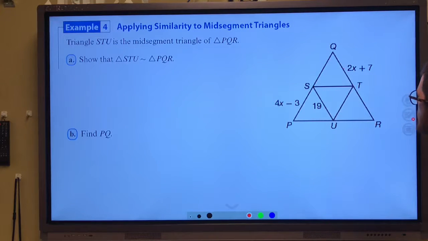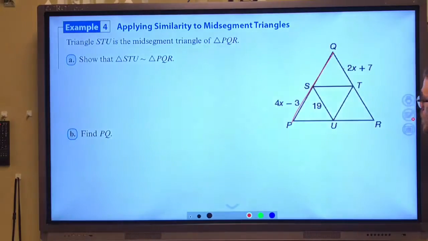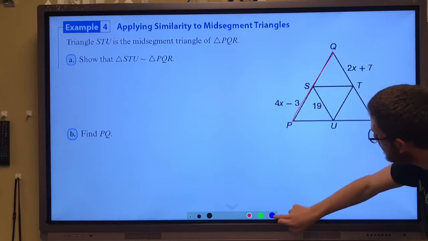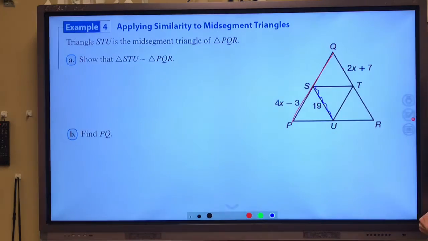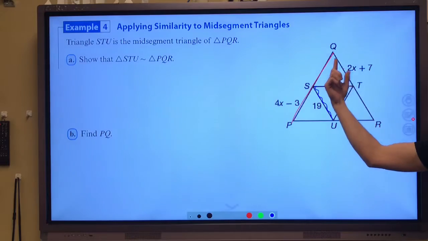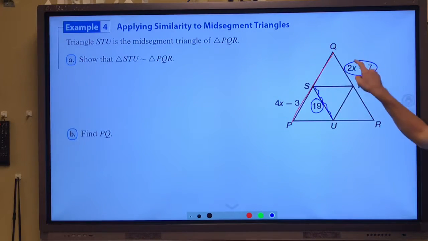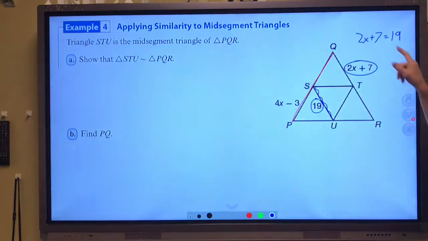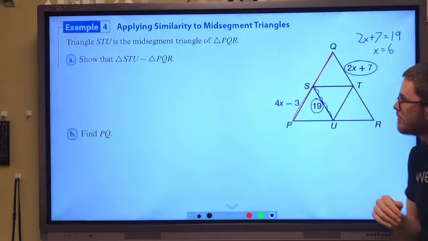We also want to find PQ. We want to find the length of this entire side over here. Well, first, I can find x. This side right here, SU, has to be 1/2 of QR. So 19 must equal 2x plus 7. We can solve for x here, subtract 7. x would come out to be 6.